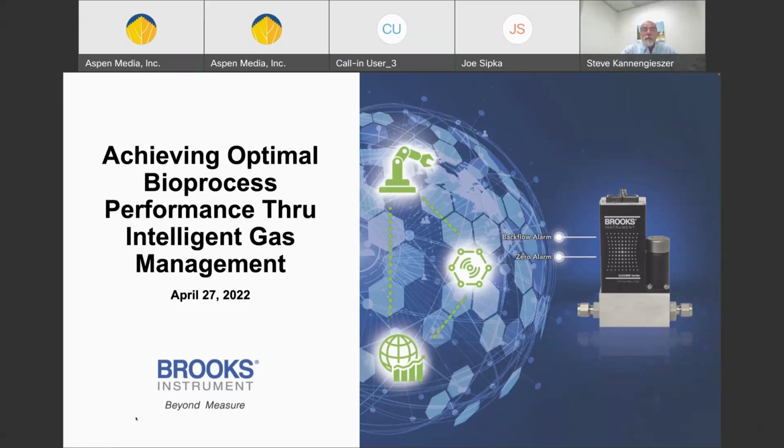Today we're going to share information about optimizing your bioprocess using mass flow controllers with onboard advanced diagnostics. These onboard diagnostics enable pre-programmed automation system actions to maximize process yields, as well as system throughput and utilization.